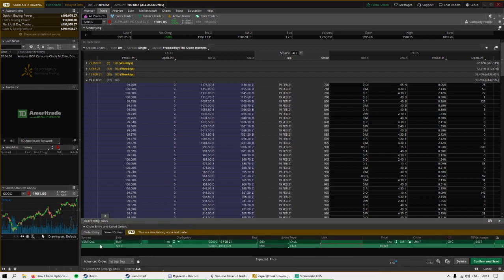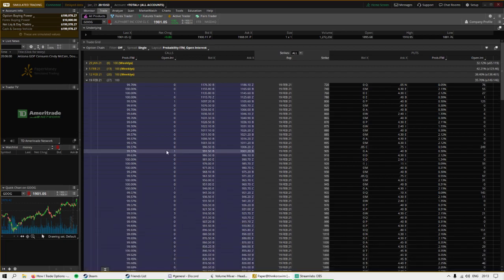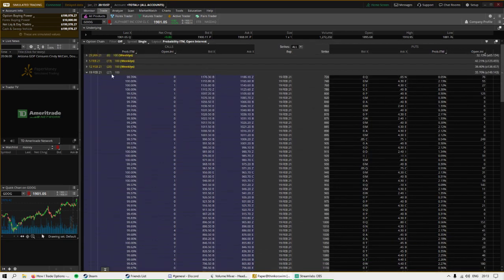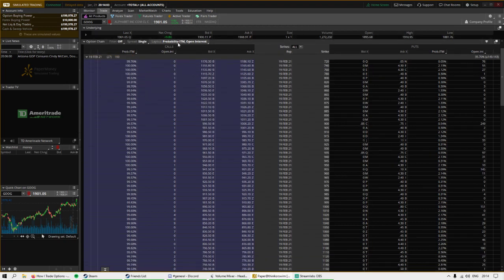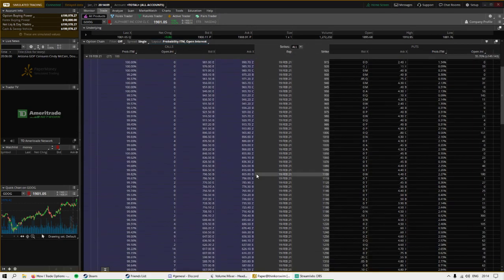And by the way, I only do vertical options, and I'll show you why in a second. So in here, I only look at the months. I don't look at these weeklies. The months have more money baked into them, and I make sure my layout shows probability of in the money and open interest. You can just click on it, go to customize, and set it up.